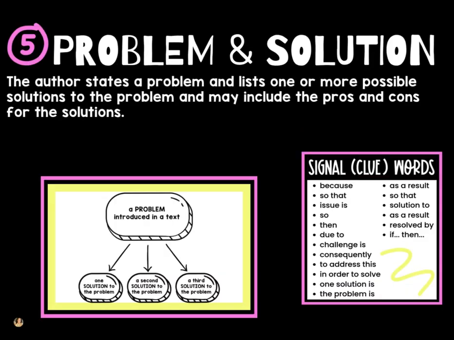And finally, there is problem and solution. This is where the author states that there is a problem and will list one or more possible solutions to the problem and may even include pros and cons for the solution. Some of the signal words are because, so that, the issue is, then, due to the challenges, consequently, in order to solve, and then there's a few more.